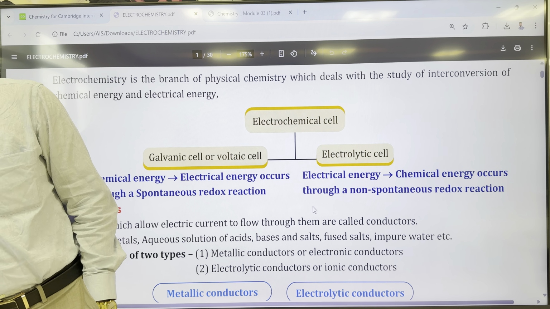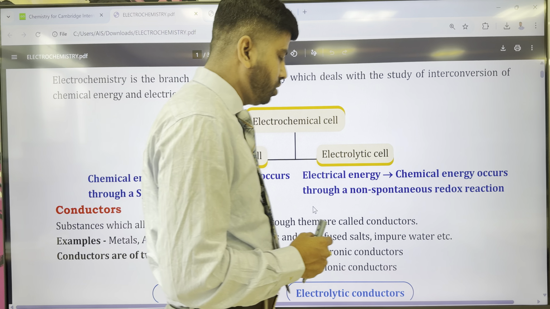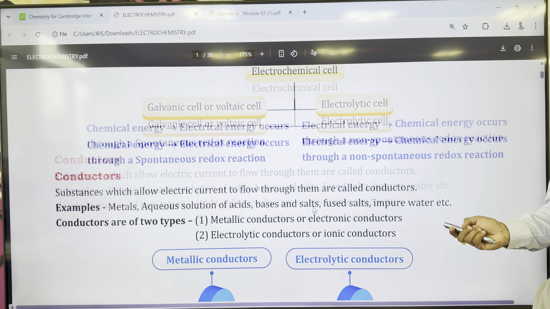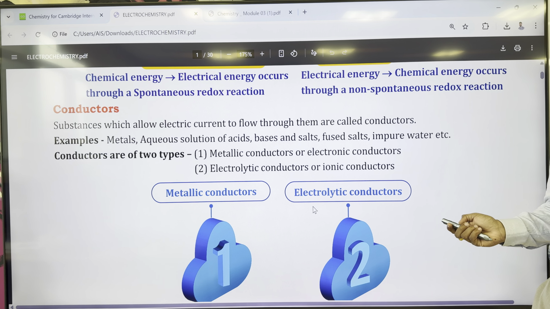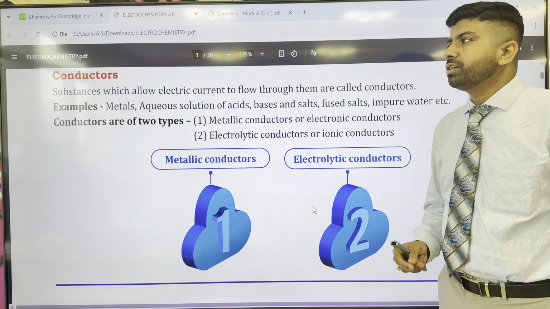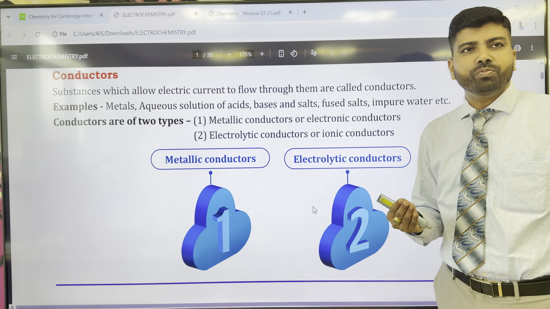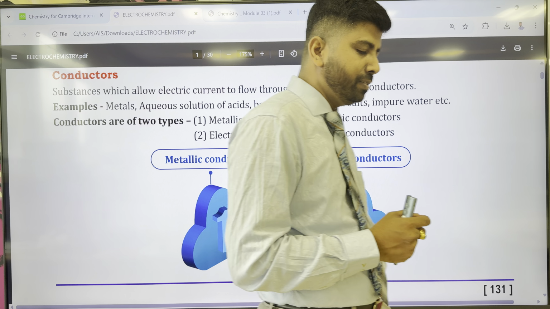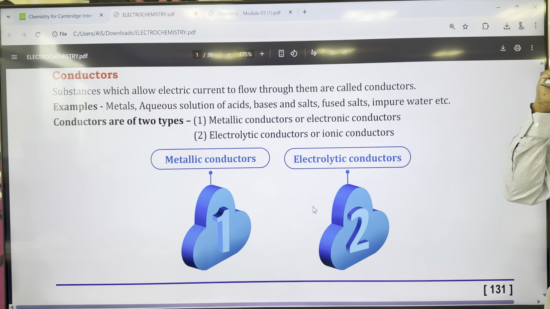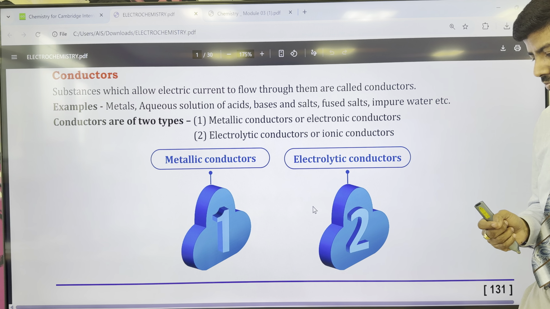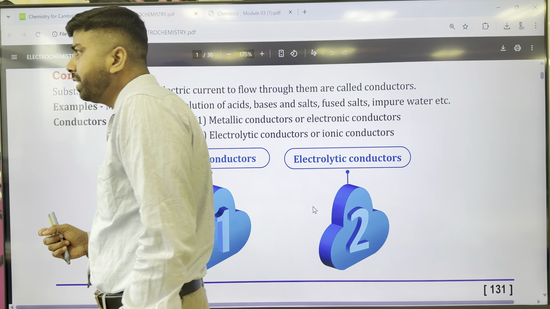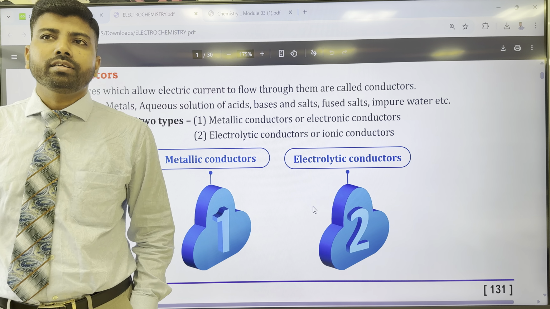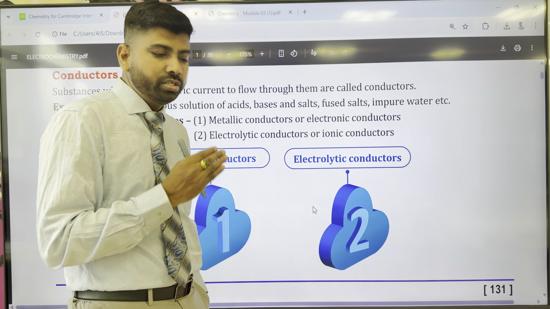So before going to dive deep into the topic, let us focus on a few things we studied in our previous classes. If I ask you the question regarding conductors, can you tell me what do you mean by conductor? Any answer? Yes. A conductor is a material that allows the passage of electrons through it. Right. Correct answer. Conductors are the materials through which electric current can pass easily.